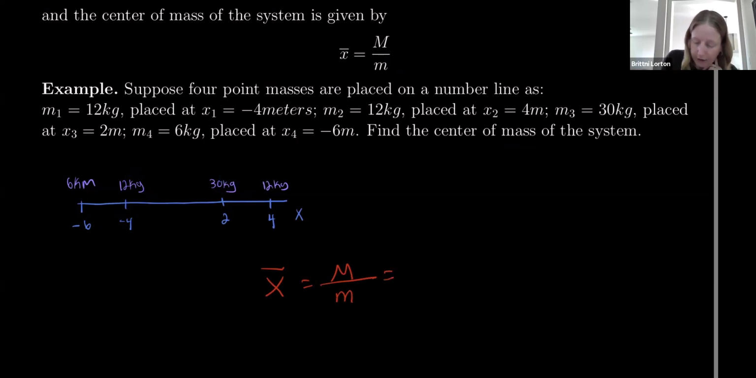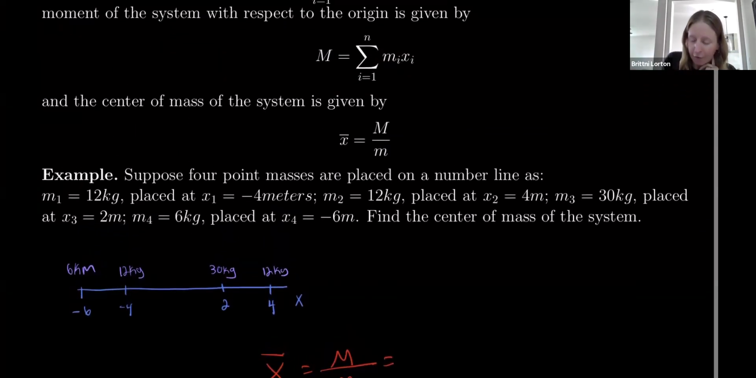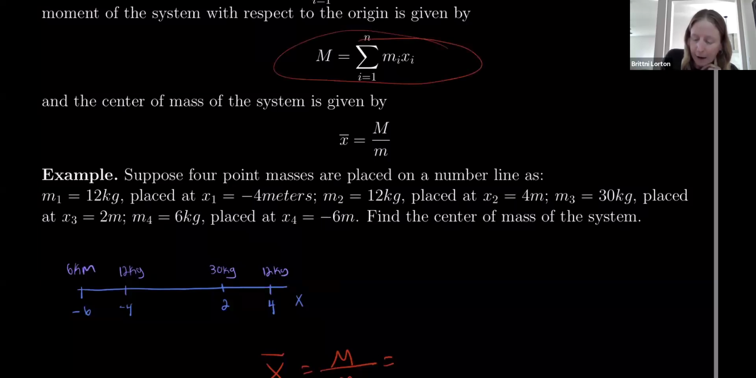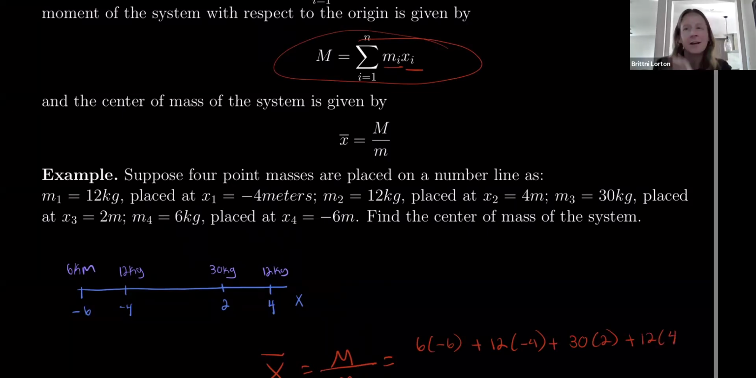I'm going to scroll up to remind us of that formula. The moments are all the mass times their location, and the sum just means add them all up. So that's what I'm going to do. The first one was 6 kilograms at the location of -6. And then I had 12 kilograms at the location of -4, 30 kilograms at the location of 2, and 12 kilograms at the location of 4. I keep saying kilometers. I'm so sorry, kilograms was the mass. I'm probably not going to re-record this video, so you're going to have to deal with that.